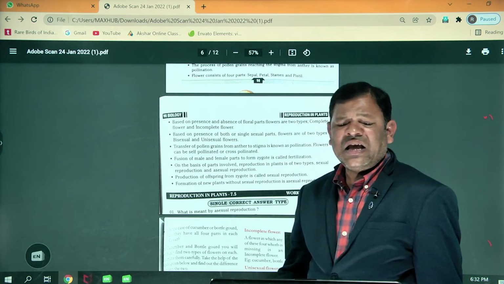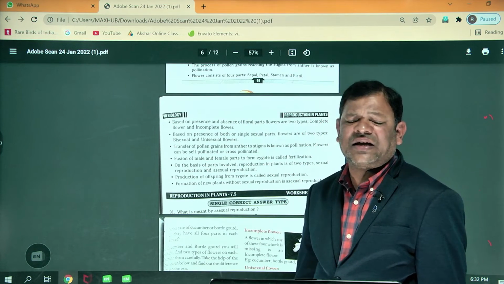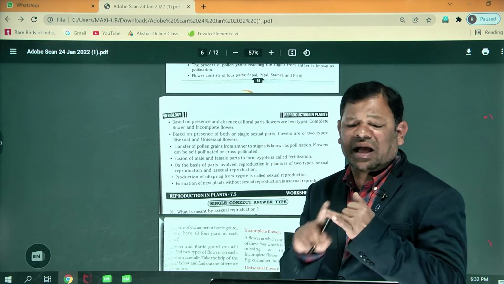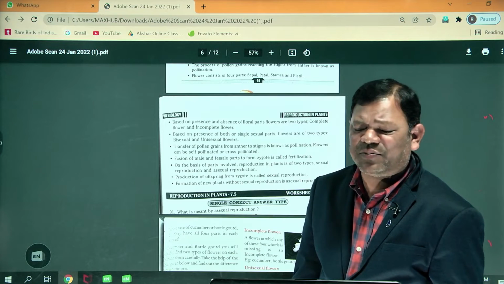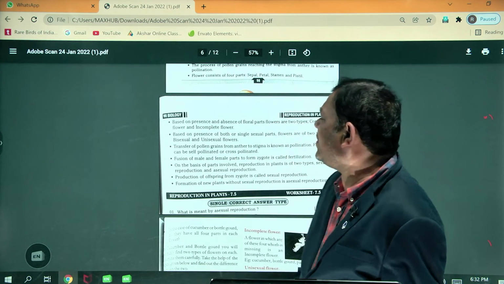Incomplete flower means if anything is absent, that is, if any one of the whorls, calyx, corolla, androecium or gynoecium, is absent, that is known as an incomplete flower.